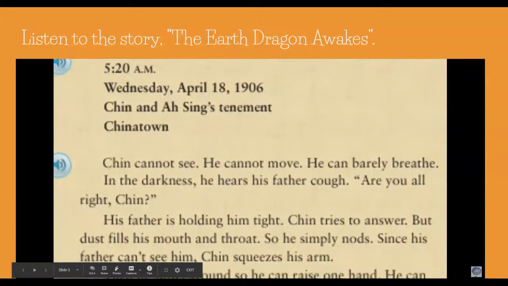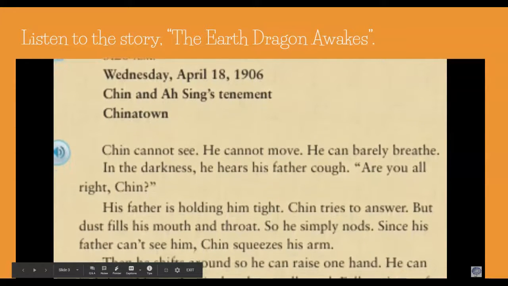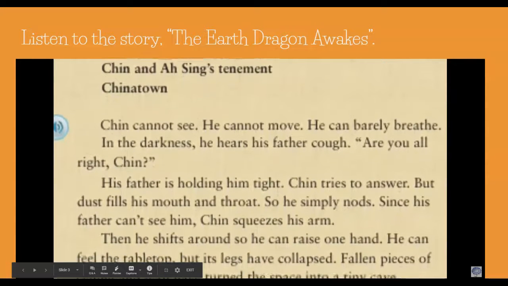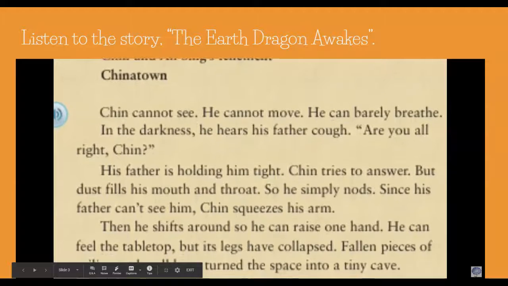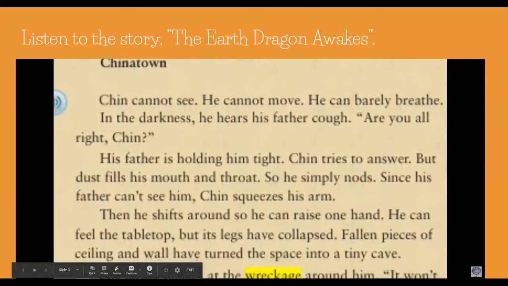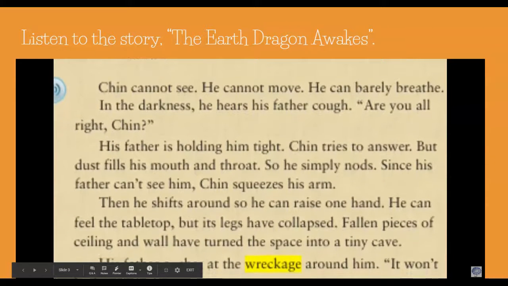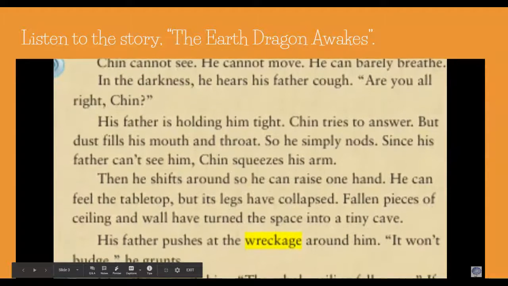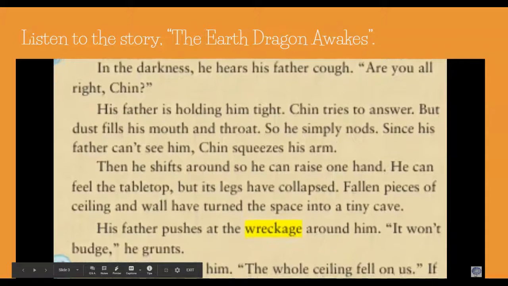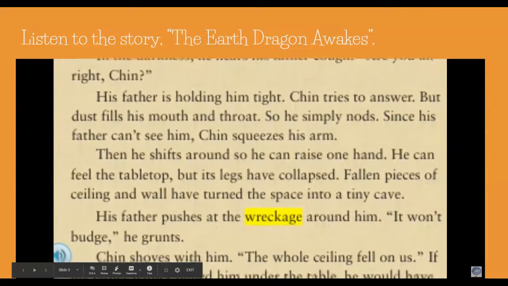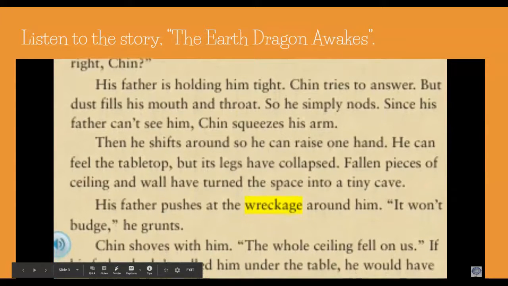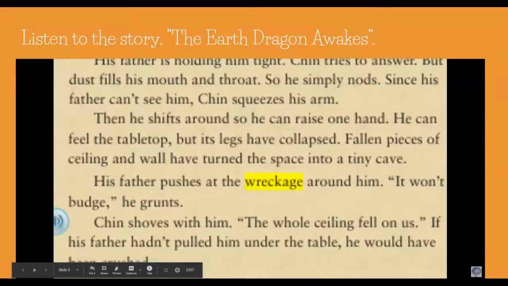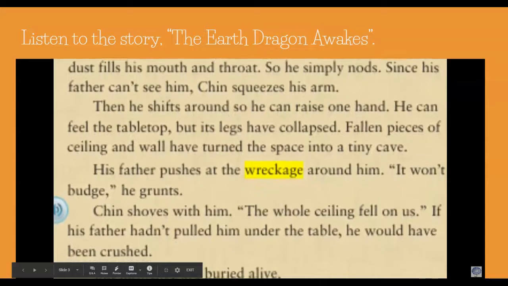5:20 a.m., Wednesday, April 18th, 1906. Chen and Ah Sing's tenement, Chinatown. Chen cannot see. He cannot move. He can barely breathe. In the darkness, he hears his father cough. "Are you all right, Chen?" His father is holding him tight. Chen tries to answer, but dust fills his mouth and throat, so he simply nods. Since his father can't see him, Chen squeezes his arm. Then he shifts around so he can raise one hand. He can feel the tabletop, but its legs have collapsed.